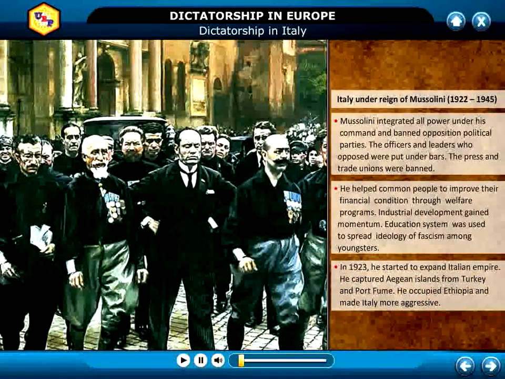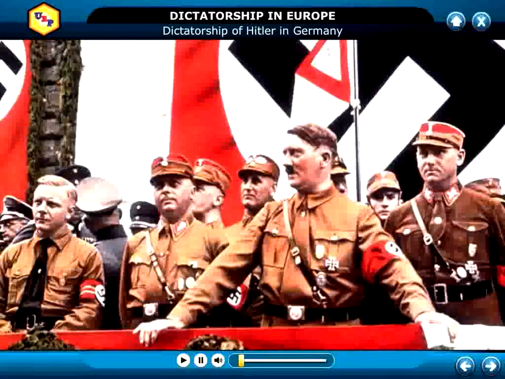In 1923, he started to expand the Italian empire. He captured the Aegean islands from Turkey and Fiume. He occupied Ethiopia and made Italy more aggressive.